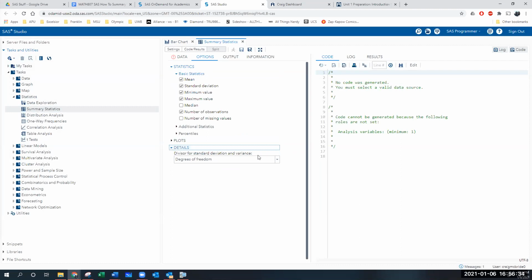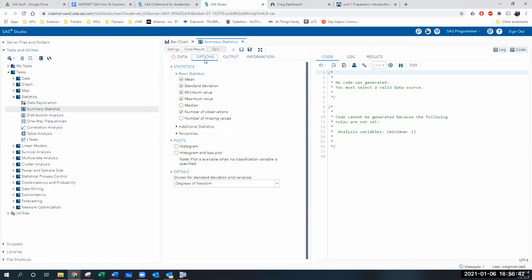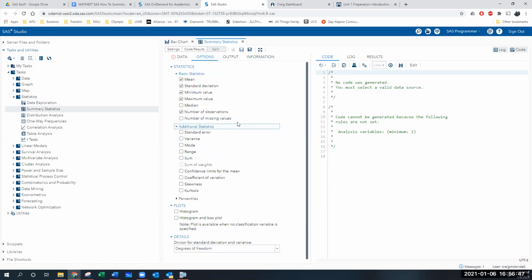Details, degrees of freedom, no, output, no, yeah. So it doesn't look like they have the option where you can just click on it, unfortunately. But I know there is a way to change it with the code. So if you find it, let me know. Okay, I'm going to keep looking. Yeah.